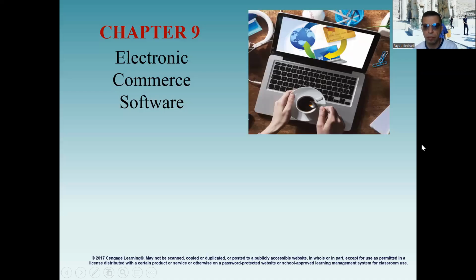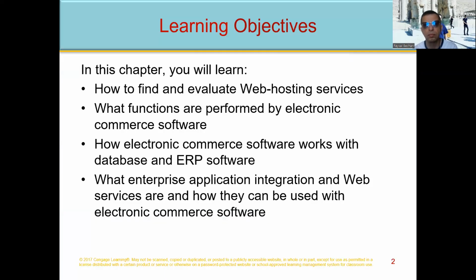Chapter 9, Electronic Commerce and Software. Now, the objective of this chapter is how to find and evaluate web hosting services, what functions are performed by electronic commerce software, how electronic commerce software works with database and ERP software, what enterprise application integration and web services are, and how they can be used with the electronic commerce software.